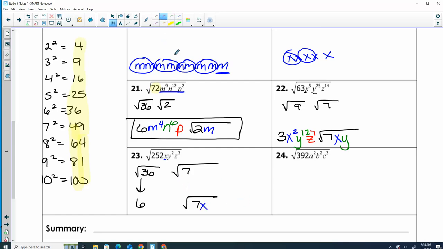If I have 2 y's, how many groups of 2 can we make? 1. Right. 2 divided by 2 is 1. If I look at my z's, I have 3 z's. It's odd, so I know there'll be a leftover. How many pairs can we make? 1. So it's 6yz times the square root of 7xz.